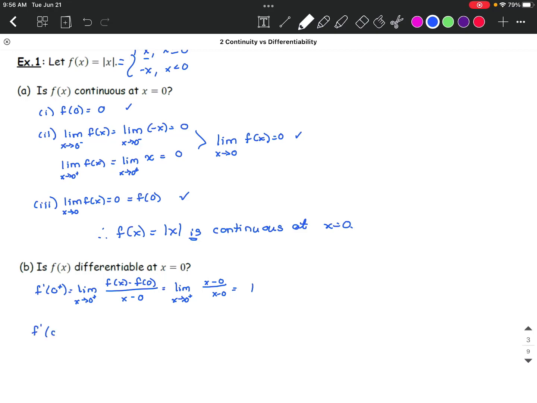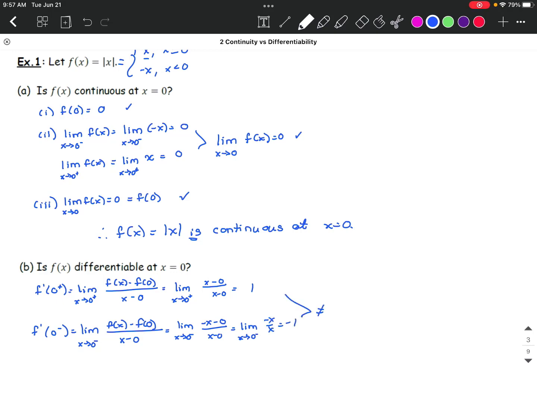Now, let's do the derivative at 0 from the left, which is the limit as x approaches 0 from the left of f of x minus f of 0 over x minus 0. F of x this time is negative x, minus 0, over x minus 0. So that's the limit as x approaches 0 from the left of negative x over x, which is negative 1.